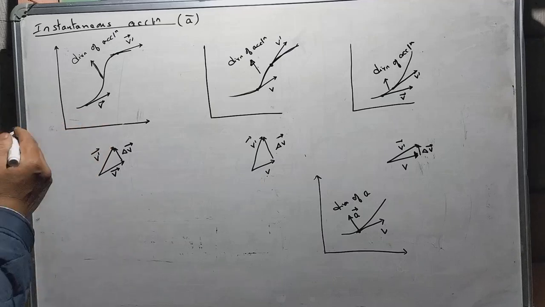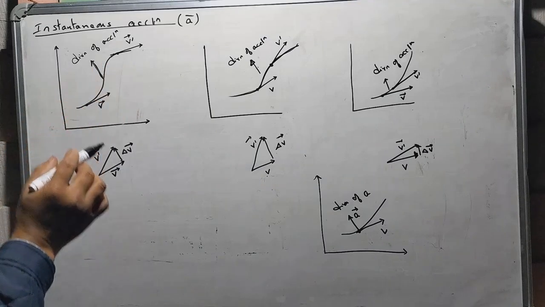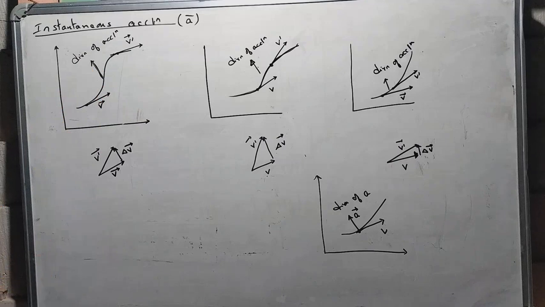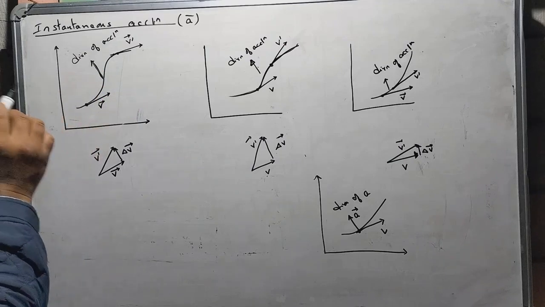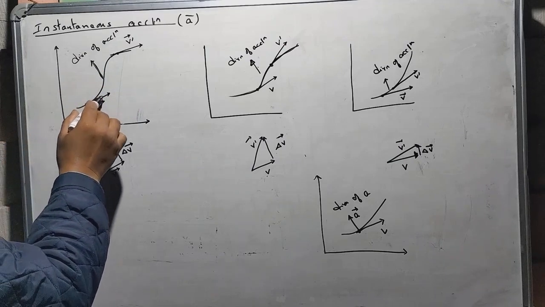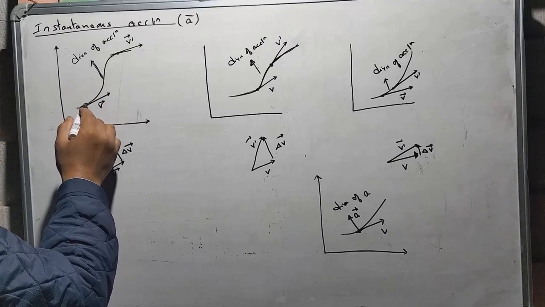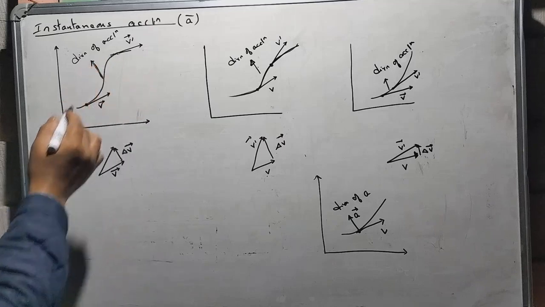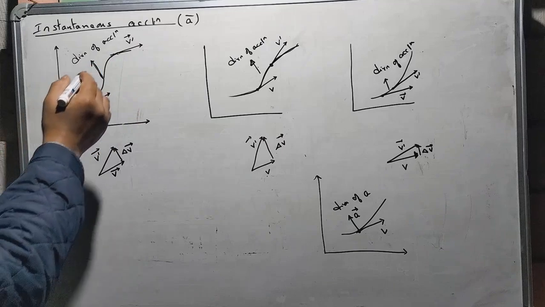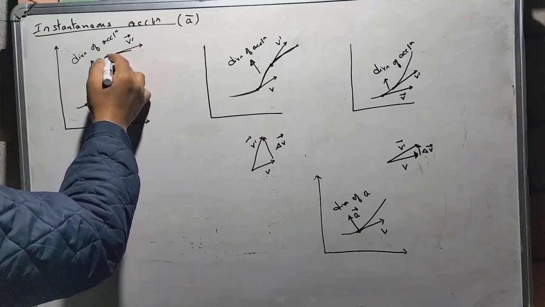So this curve here represents the path along which the particle is moving. Now, suppose at one time the particle is at this point and the direction of velocity is along this direction. Now, as time goes on, the particle will reach this point and the direction of the velocity, let's say, should be tangent to this point along this direction.